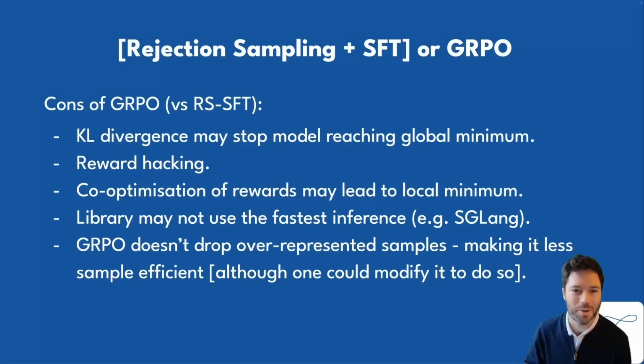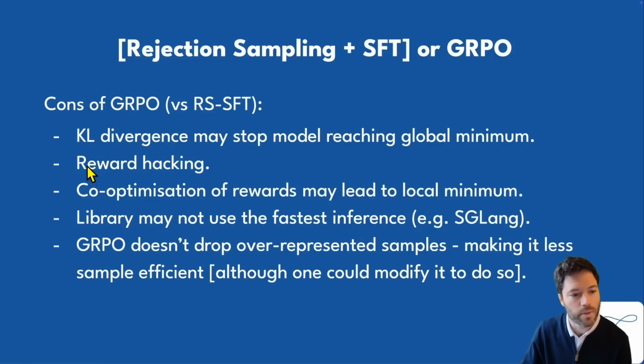Now, cons of GRPO. KL divergence may stop the model from reaching global minimum, so it might actually hinder your progress. Note that it's not standard to use KL divergence in pre-training or in post-training when you're doing supervised fine-tuning. So clearly, we're able to make a lot of progress without KL divergence. So it's not necessarily obvious KL divergence always helps.